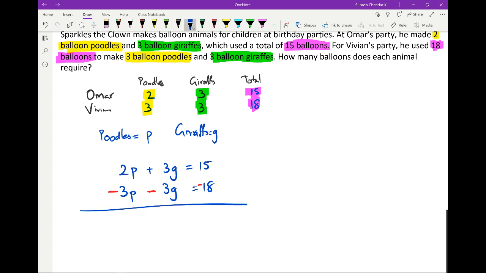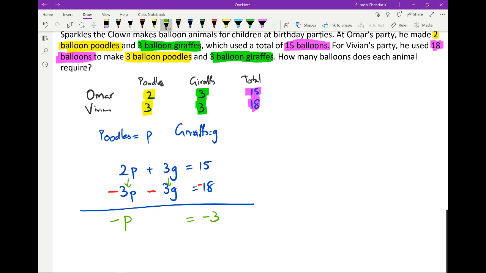So when I do this, first I'm going to do 2p minus 3p, which equals negative p. 3g minus 3g is just 0. The equal sign, I don't do anything to it. I just leave it where it is. And then 15 take away 18 is negative 3.